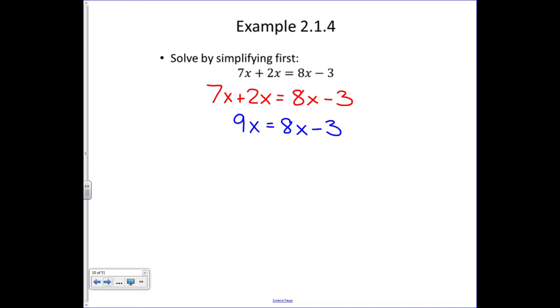And so now we want to move the x's to one side and the numbers to the other side. We want x equals something. So to do that, remember we can add or subtract the same thing to both sides. So let's subtract 8x from both sides. 8x minus 8x is just 0. We're left with negative 3 on the right-hand side. 9x minus 8x is just 1x, or just x. And so we get x equals negative 3.